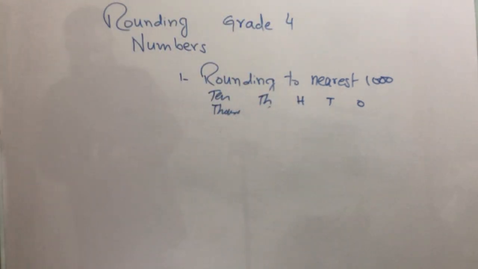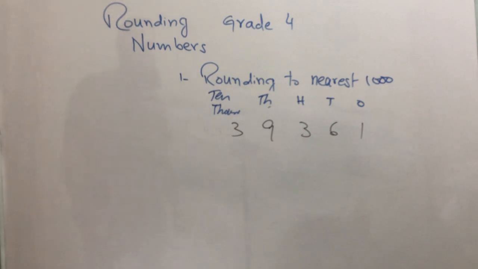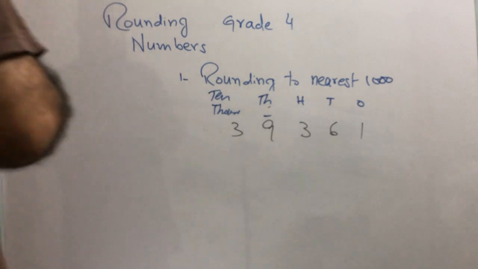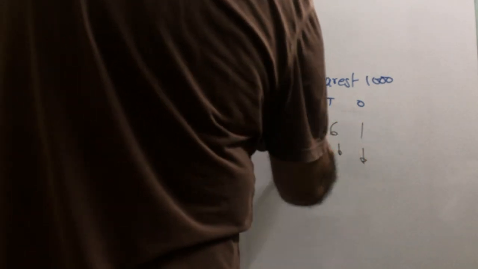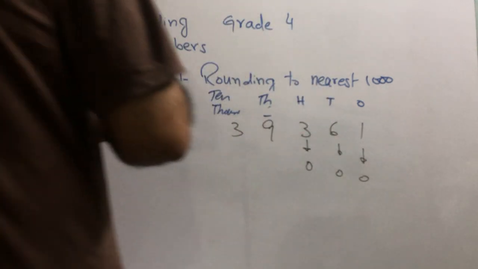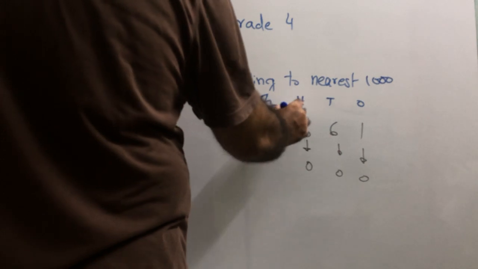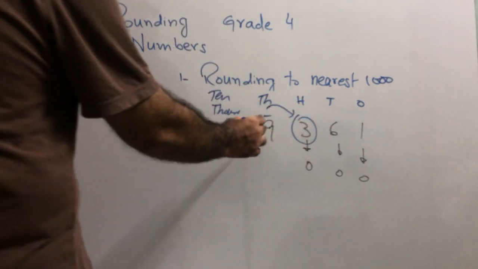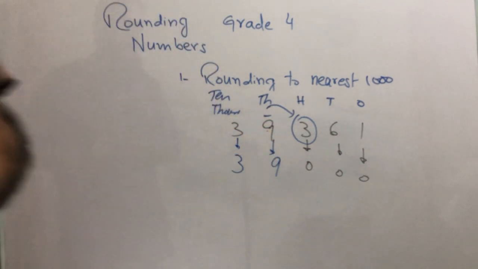Another example is 39,361. If we need to round it to the nearest thousand, we place a mark here to show that we are doing nearest thousand. The very first action is that all the numbers on the right side become 0. The second action is that we look at the immediate neighbor on the right side of the thousand place, which is 3. This number is less than 5, so no change here. It comes down as such. So 39,000 is the answer.